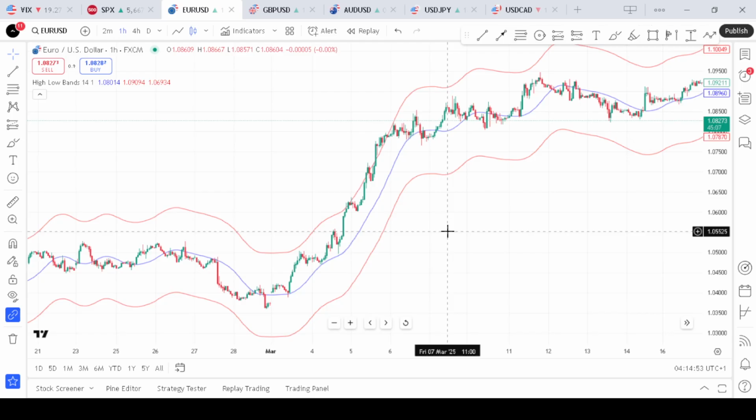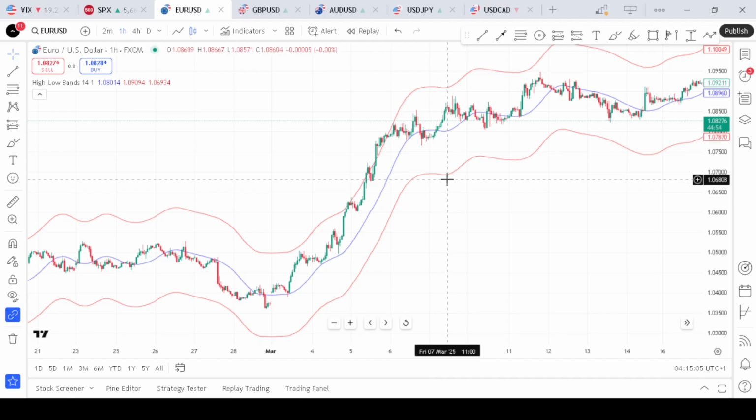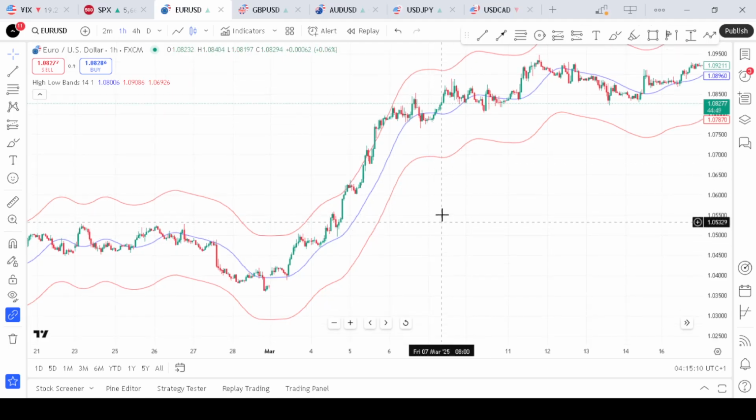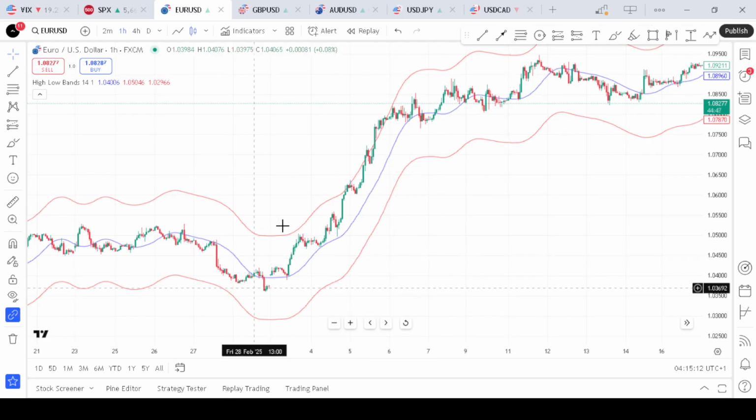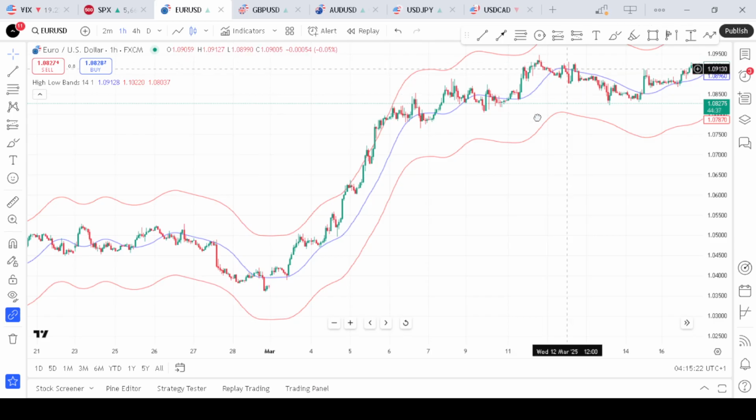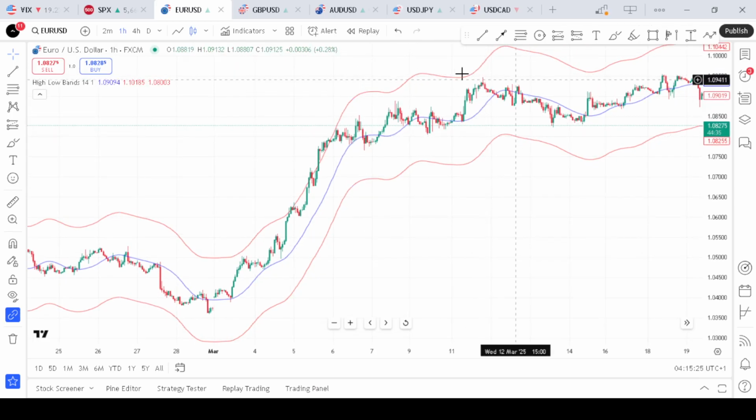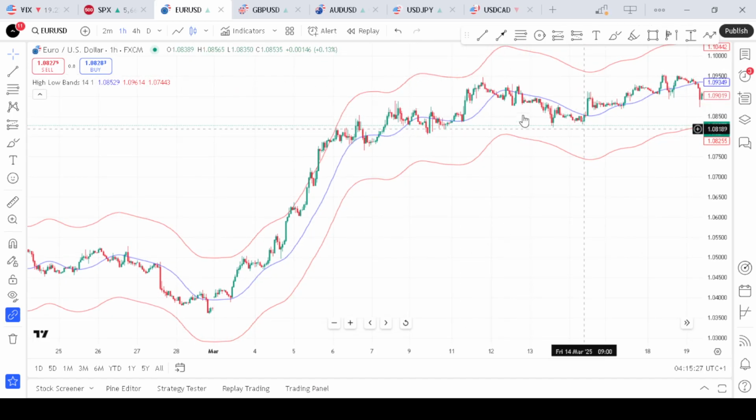When price approaches the upper band, it often signals an overbought condition, and when it nears the lower band, it often signifies an oversold condition. This makes the bands useful for identifying potential reversal points or breakout opportunities. So when price gets close to the lower band, we expect a reversal because it signifies an oversold condition, while when it gets to the upper band, it signifies an overbought condition.